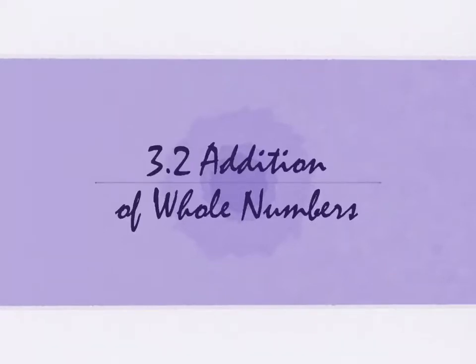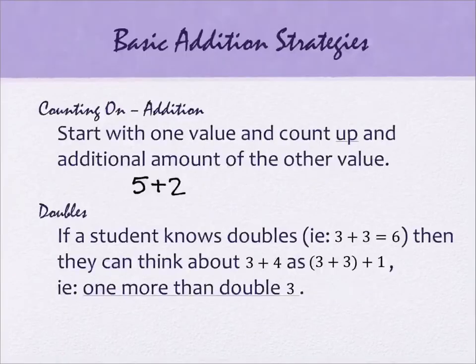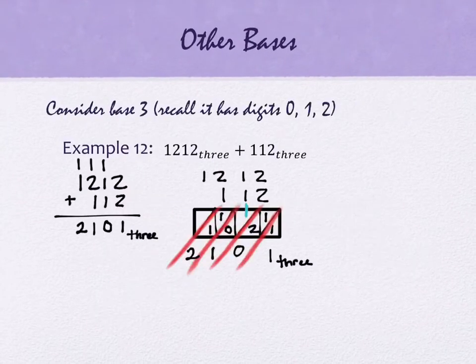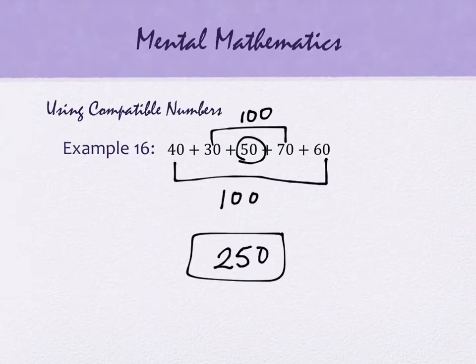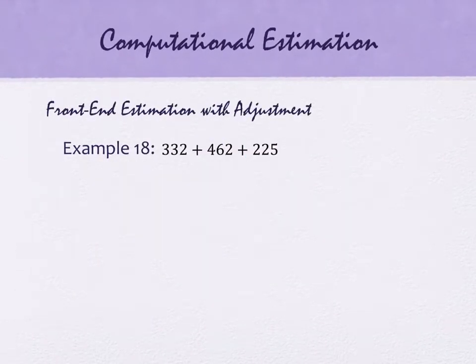This video is going to conclude section 3.2 on addition of whole numbers, and the part that we had left off on was the computational estimation. Toward the very end, we had taken a look at mental mathematics and talked about the fact that computational estimation allows us to do mental mathematics more easily, but it doesn't give us exact answers. It actually gives us approximations.